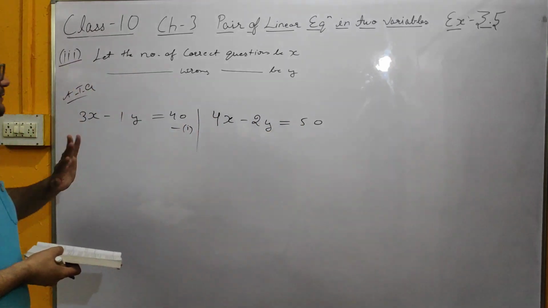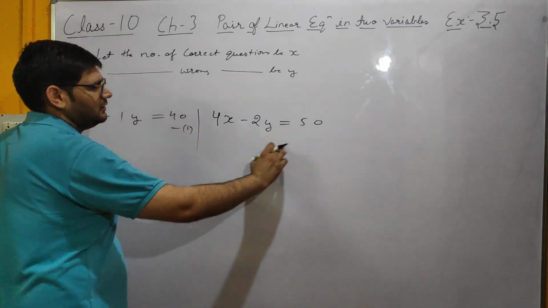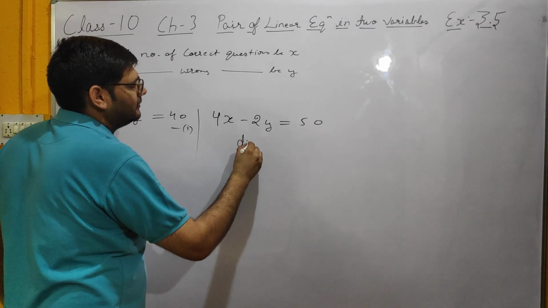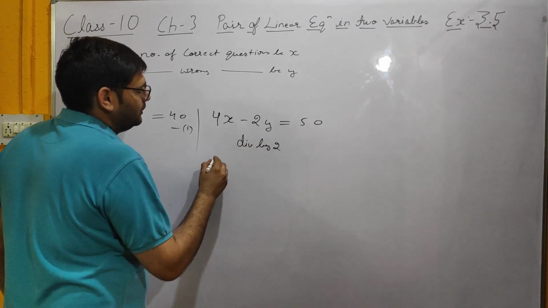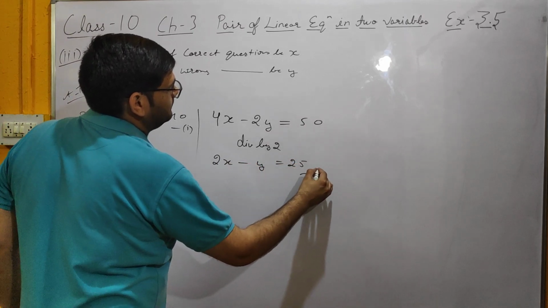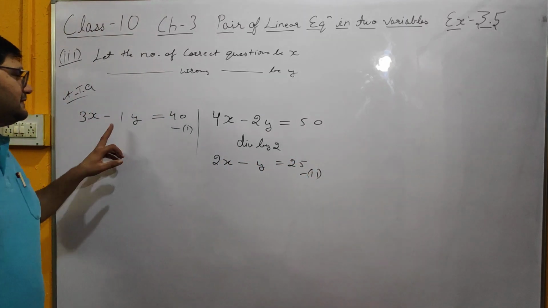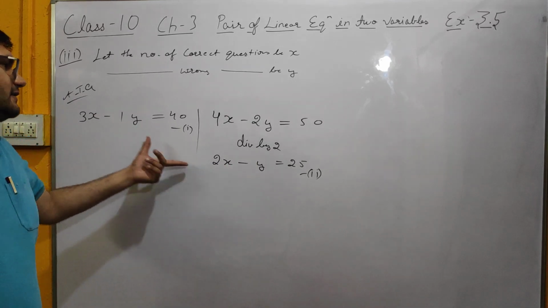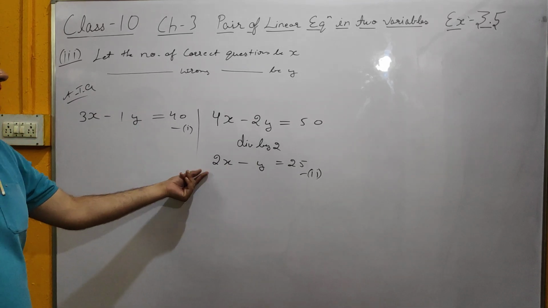Alright, so these will be 2 equations. Just reduce it, divide by 2. You will get 2x minus y equals 25, and let this be the second equation. Again see, 1y and also 1y. Just eliminate them and find the answer.